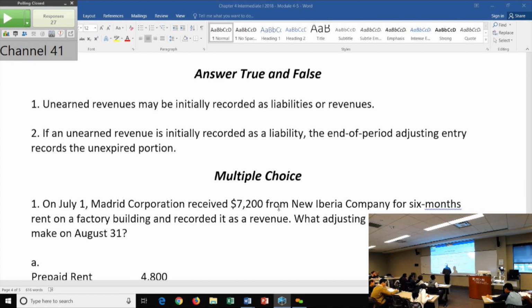To make this more correct, this probably should have said unearned portion. So that was good, so you picked up on that, that's great. All right, so now, let's do number one, multiple choice.